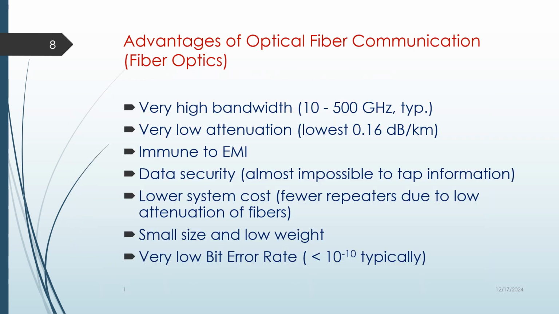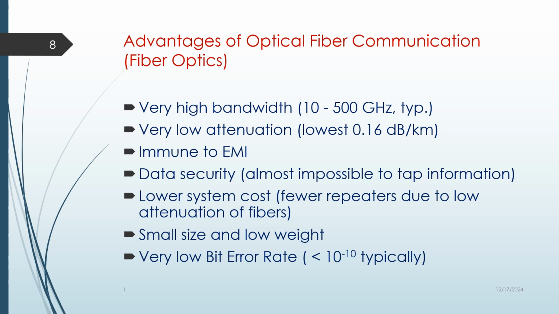So the advantages of optical fiber communication: these are the main advantages. Very high bandwidth. Here the bandwidth will be 10 to 500 gigahertz and the attenuation will be low, about 0.16 decibel per kilometer. It is immune to electromagnetic interference and the data security is high, almost impossible to trap the information. Secured information we can transmit via optical communication.